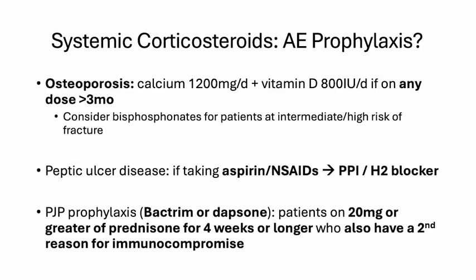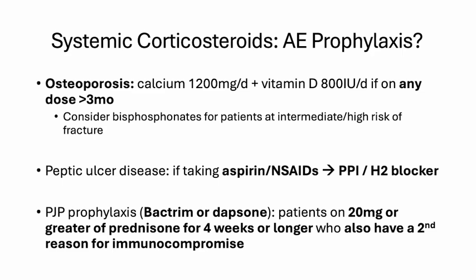The only place I could find any sort of guidelines as to when to start prophylactic medications against the adverse effects of systemic corticosteroids was in the MGH White Book. There, for osteoporosis, they recommended 1,200 milligrams a day of calcium and 800 international units of vitamin D per day if on any dose of steroids for over 3 months. They also recommended considering bisphosphonates for patients who are at intermediate or high risk of fracture.